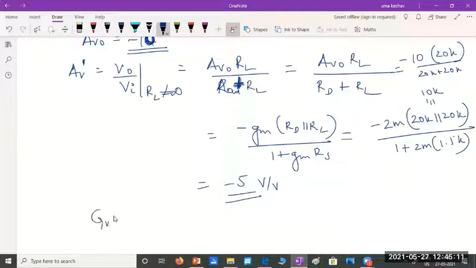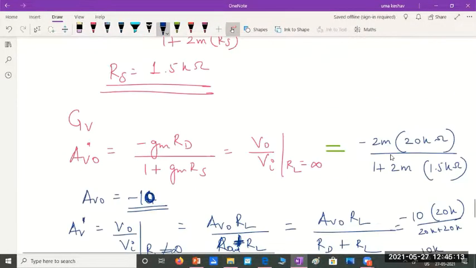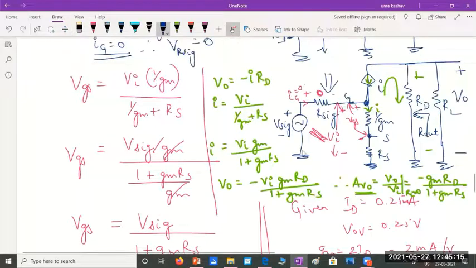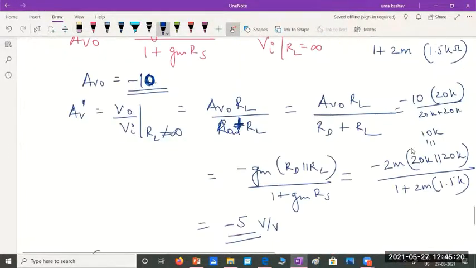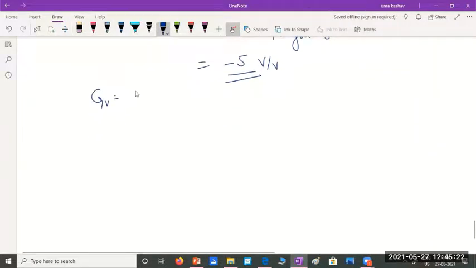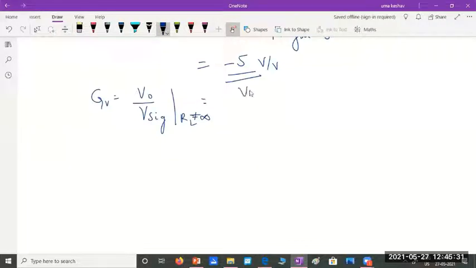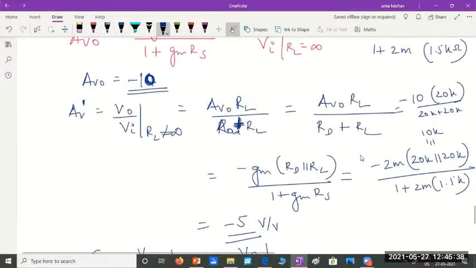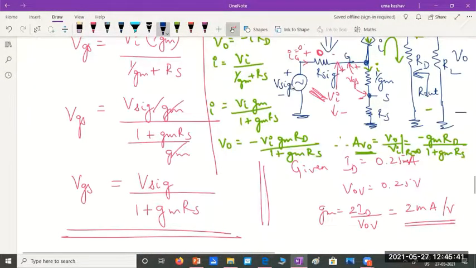So this is the value of AV dash. Will GV be different in this? GV is V0 by V sig. Is V sig and Vi different here? V0 by V sig with RL included, RL not infinity. I can write this is same as V0 by Vi. Yes or no? Because I clearly told you V sig and Vi are equal.